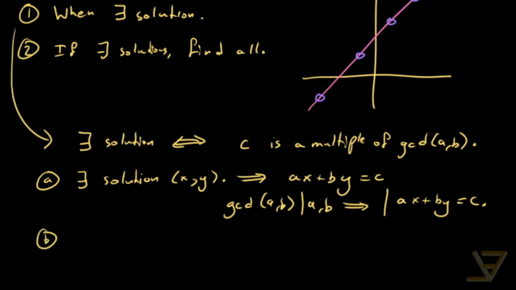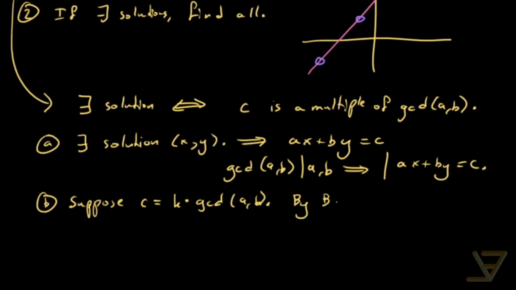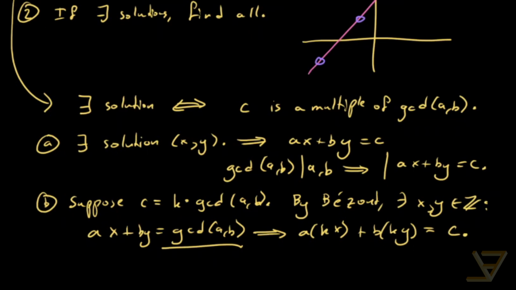Now for the second direction, suppose c is equal to k times GCD of a and b. And now we're going to pull in Bézout's lemma. By Bézout, there exist x and y in the integers such that ax plus by is equal to GCD of a and b. So all we have to do is multiply both sides by k, and we get a times kx plus b times ky is equal to c, because c is k times GCD of a and b. So we can choose kx and ky to be our solution.